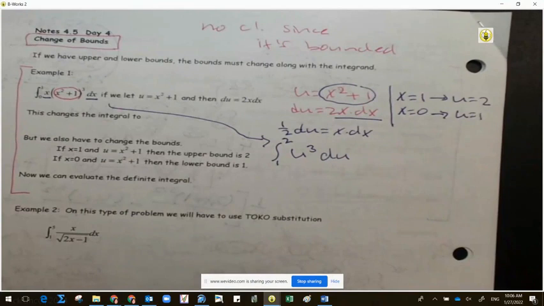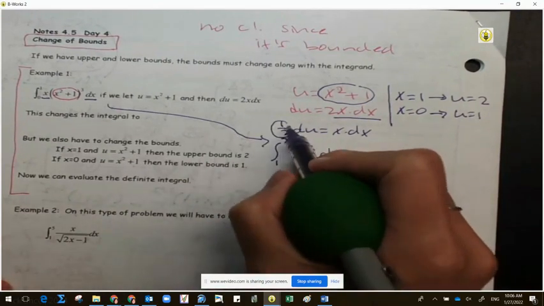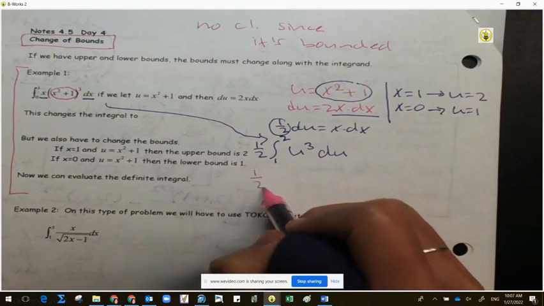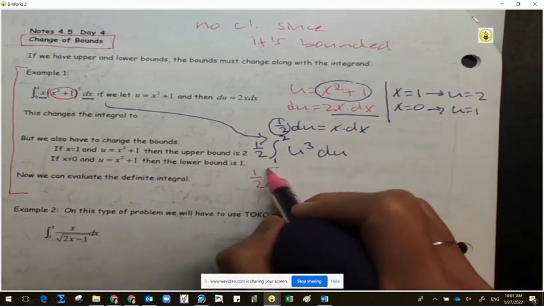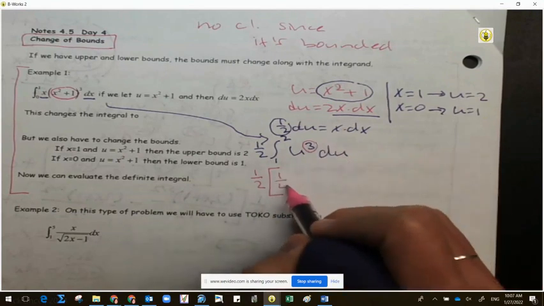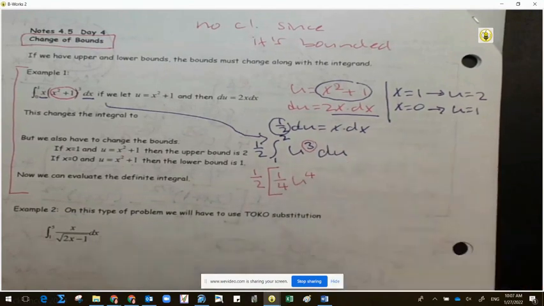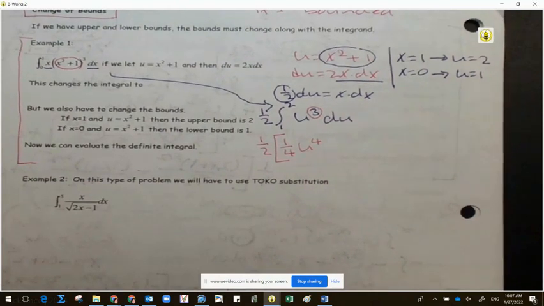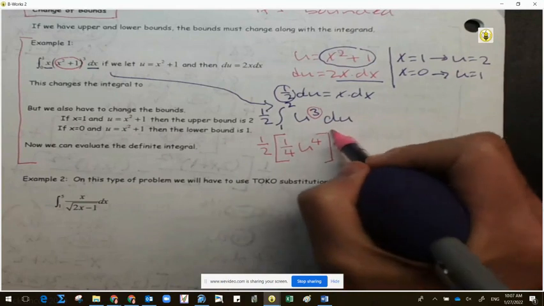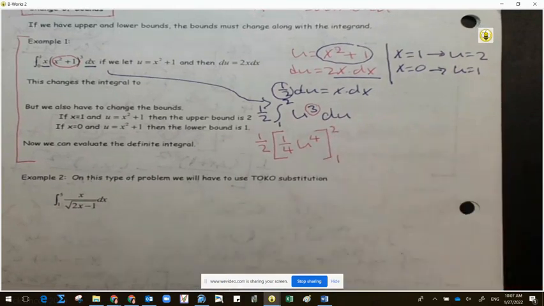So now let's go ahead and integrate. Did y'all realize I forgot to put something at the beginning? The 1/2. So let's integrate. Leave the 1/2. Give me a bracket. What is one more of the 3? So 1 over 4, u to the power of 4. Am I going to add plus c? No, because it is bounded. And then I'm going to put in my upper bound is 2, lower is 1.